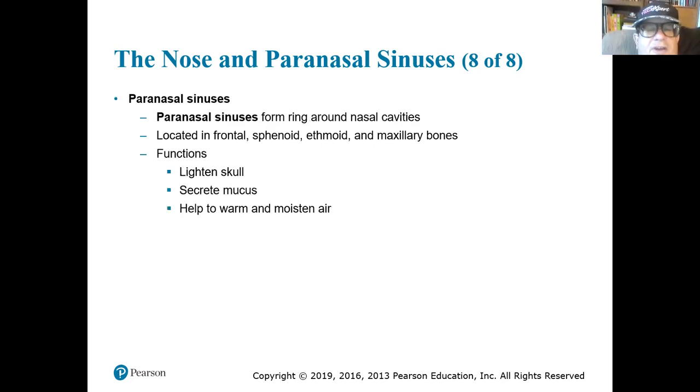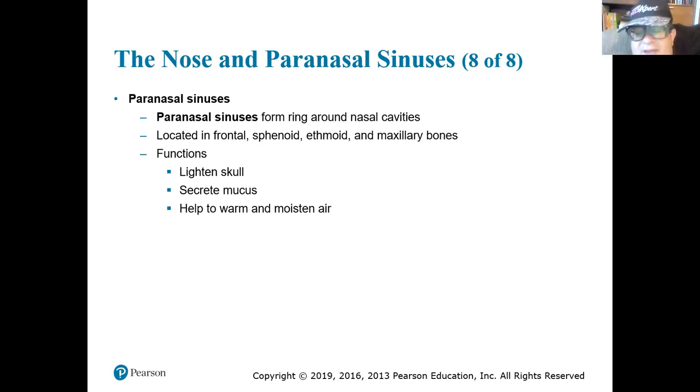All right, paranasal sinuses. We're talking about the frontal sinus, the sphenoid sinus, the ethmoid sinus, the maxillary sinus. Hey, these sound a lot like the bones of the skull. If you memorized your bones of the skull when we did the skeletal system, you know where these are. That's pretty nice. Anyway, paranasal sinuses form a ring around the nasal cavities. They lighten the skull, that was already mentioned. They make mucus and they warm and moisten the air.